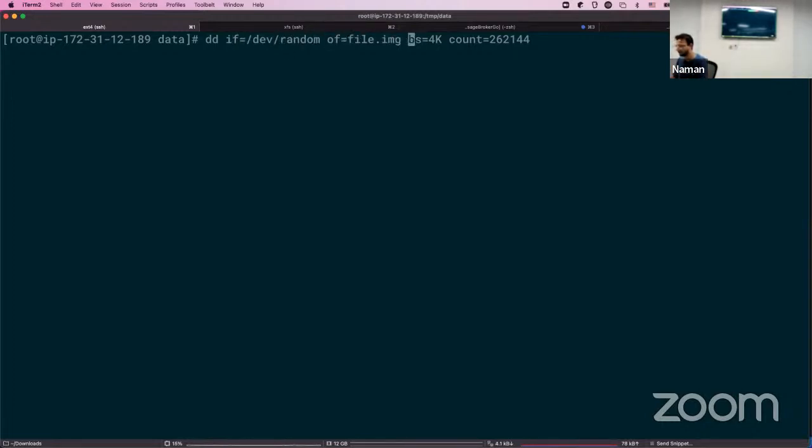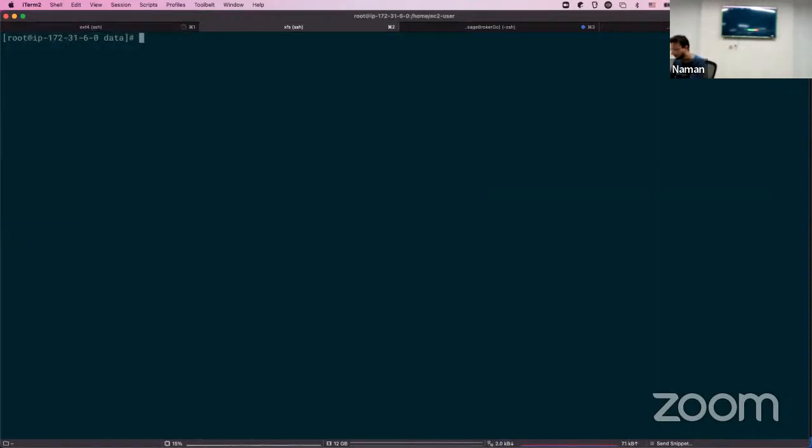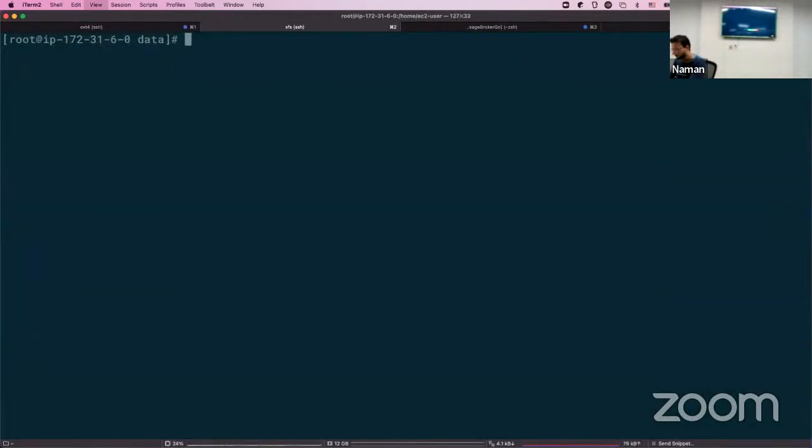And we're saying the block size is 4 KB, which is average. In our use case as well, it was given that the average payload size will be 4 KB, right? And the count is 262144, which means around 1 GB worth of data. So how much time will it take over here? And we have another file system over here. Let me increase the font size here as well.